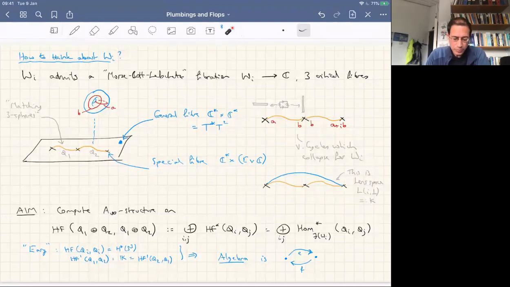And it's not hard to see from this picture that these Lagrangians can't possibly bound any holomorphic disks, right? If I had a holomorphic disk with boundary on this Lagrangian and I project to C, I get a holomorphic disk whose boundary lies in an arc, so it must lie in a fiber by the maximum principle. But in the fiber, my Lagrangian is a torus inside T star T2. But that sits there pi1 injectively, so it can't bound any interesting disk. So it's easy to see that the Floer homology of Q1 with itself is the cohomology of S3.